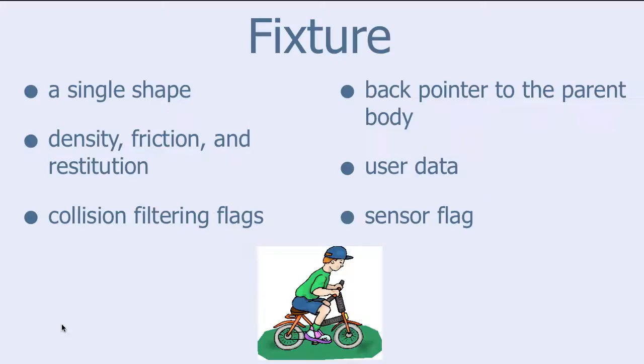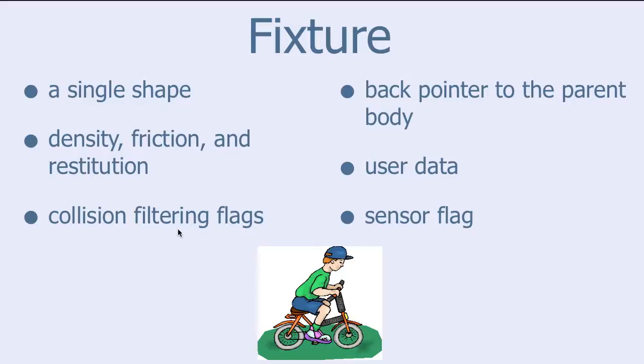What is a fixture, and what properties does it have? As you have seen, it has a shape, a density, friction, and restitution. It also has collision filtering flags, telling which objects collide with each other and which do not.